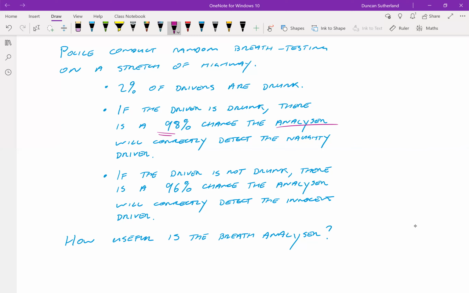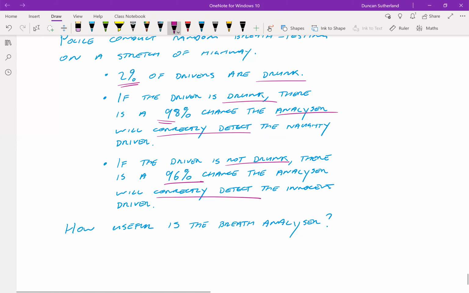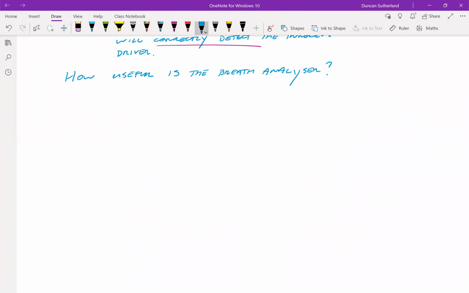There's this 98% chance to correctly detect a drunk driver. There's a 2% chance drivers are drunk, that's overall. And we've got this not drunk, 96% correct detection. So we've got to try and put this into maths. So let's assign some notation.